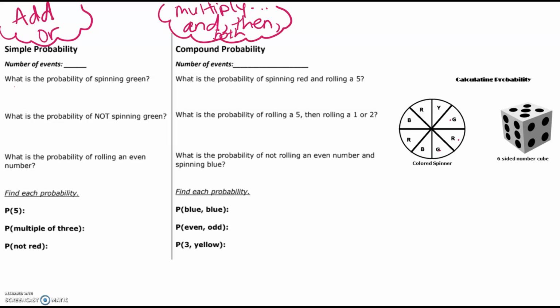You can put a little bubble around them. All right, now let's talk about the simple one. So simple probability, well, you do actually keep it simple. It is just one event. So one event. What is the probability of spinning green?